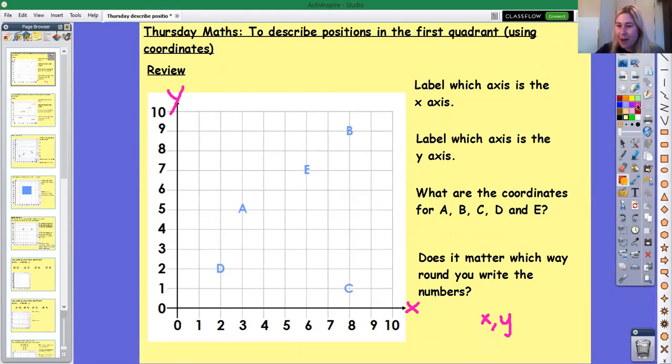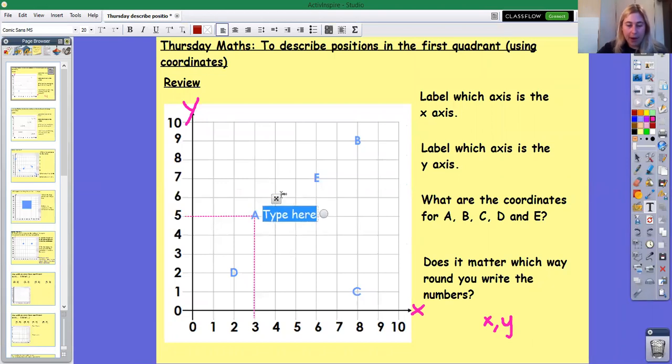So dotted line, here we go. I'll go along my x-axis and I can see that A crosses the x-axis at coordinate 3 and it crosses the y-axis at coordinate 5. So to write my coordinate, I will use a bracket and then I'll do my x-axis first and then my y-axis afterwards, always in that order, and then I'll close my bracket.